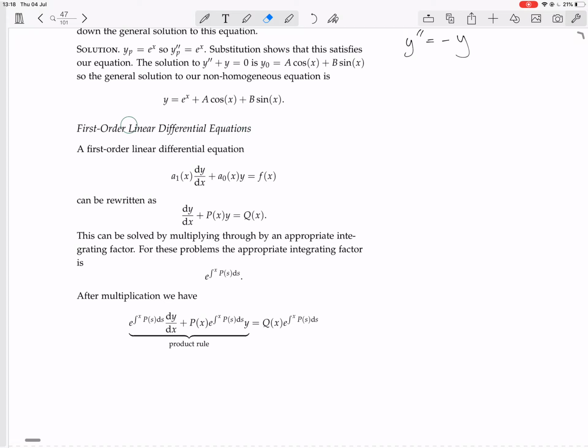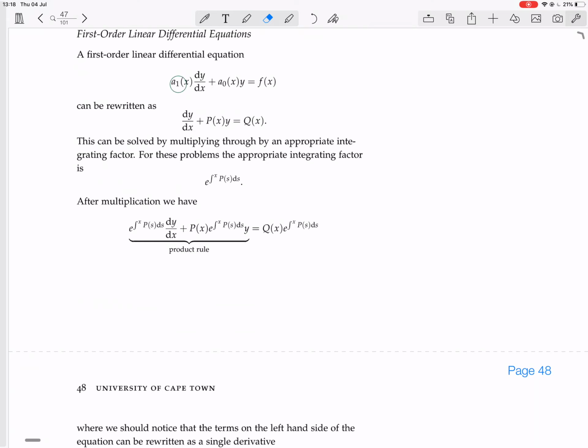So first order means the highest derivative is the first derivative, and the first derivative is there, and that's the highest. So a first order linear differential equation is just the last two terms: a1 times dy/dx plus a0 times y equals f of x.